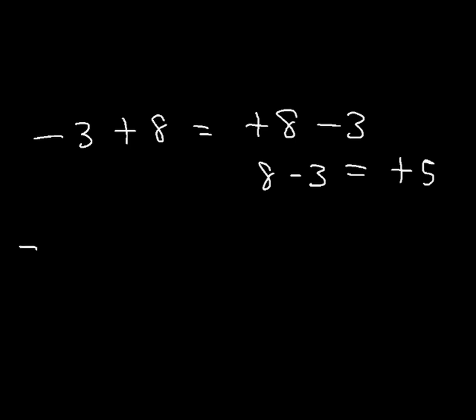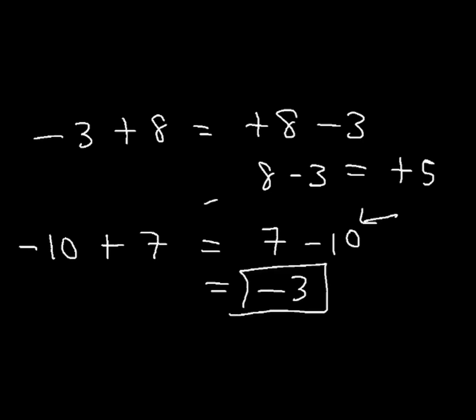So if you have like negative 10 plus 7, you can reverse it and say, you know what, that's 7 minus 10. And the negative number is larger, so when I subtract them I get 3, but since the sign of the larger one is negative, this is going to be negative. Here the sign of the larger is positive, so this is positive.